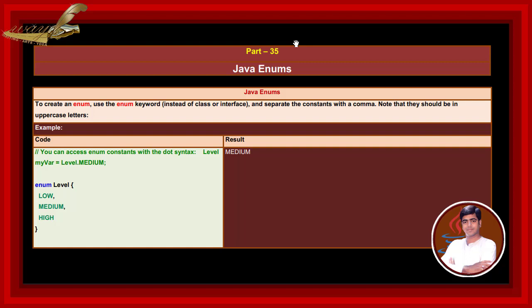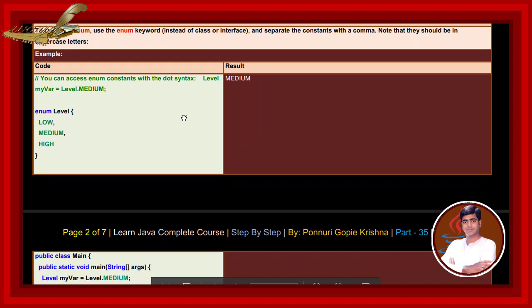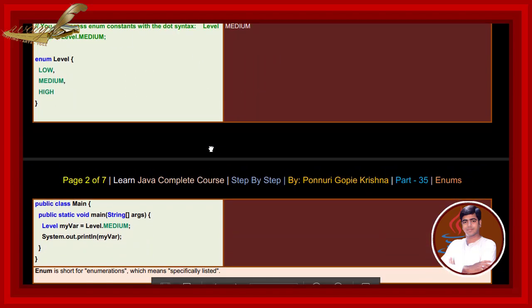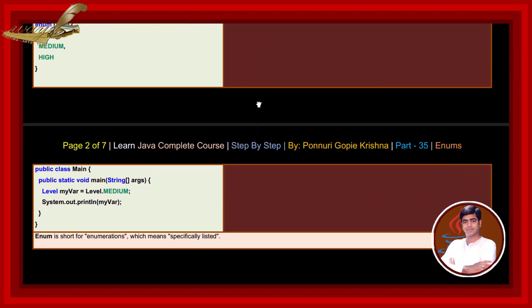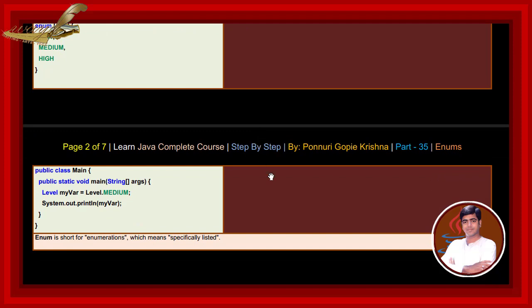You can access enum constants with the dot syntax: Level myVar = Level.MEDIUM. See here, while we execute and run this code, the result printed, see, in uppercase, MEDIUM. Enum is short for enumerations, which means specifically listed.